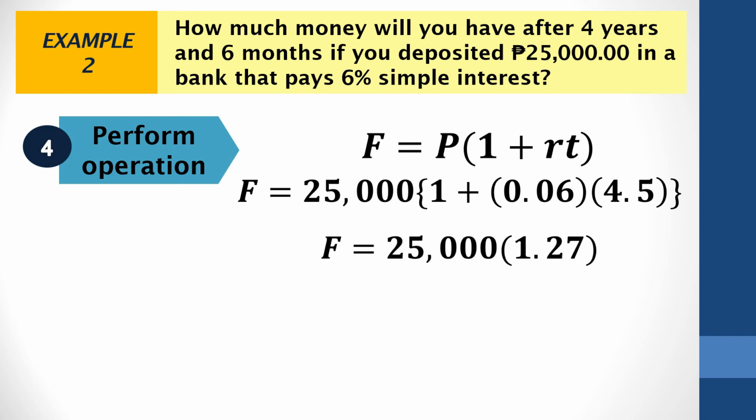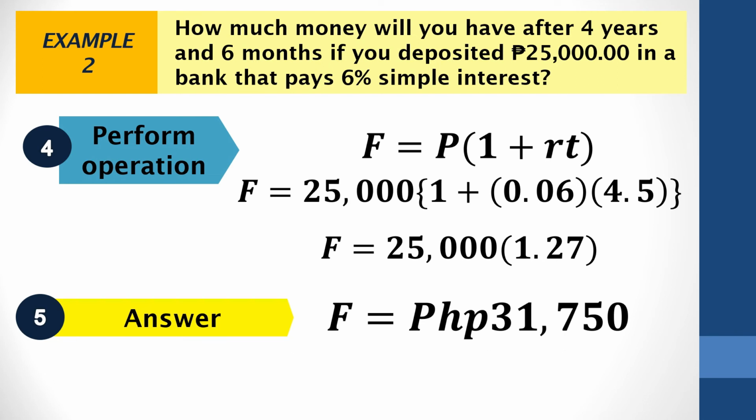F equals 25,000 times 1.27. Ngayon, meron na tayong future value na 31,750 pesos. Ayan. So, yan daw yung pera natin after 4 years and 6 months kapag nag-deposit po tayo ng 25,000 pesos sa isang bangko na merong 6% simple interest. So, tumubo yung pera natin, di ba?